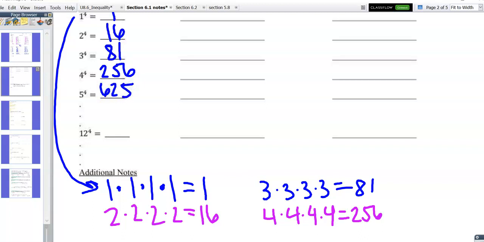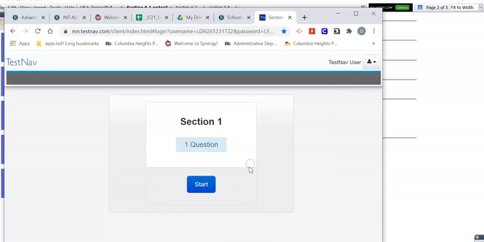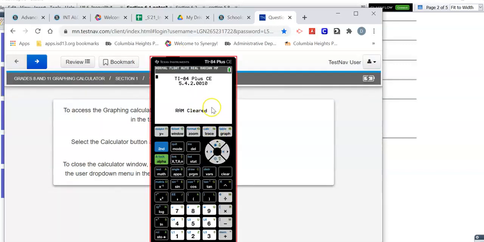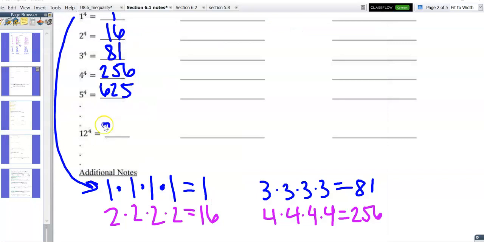And here's where I definitely say pull up the calculator. You can just type in 12, and then again your exponent key is right here, just above the division key. The power we want is 4, and then you can hit enter. 20,736.